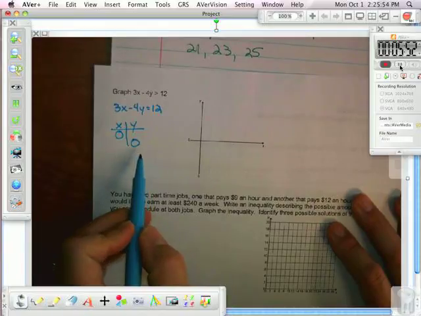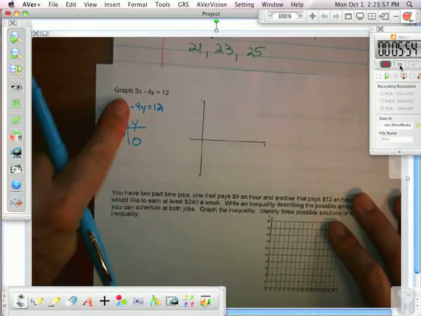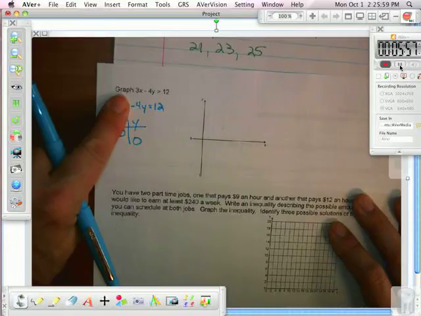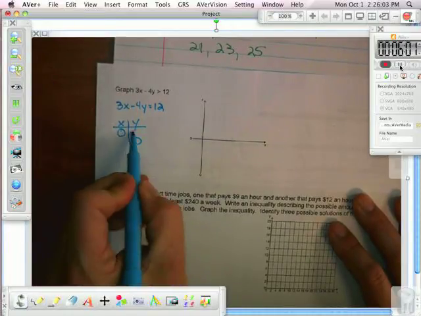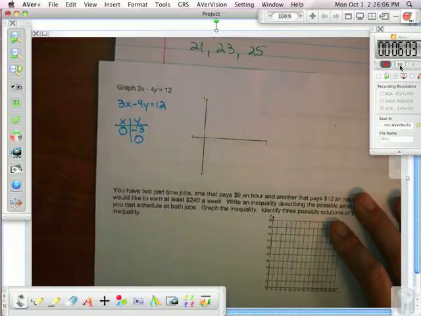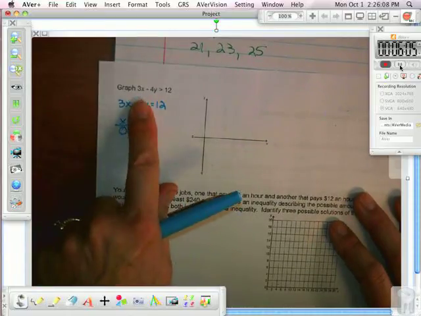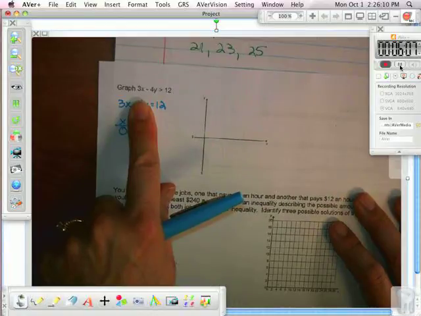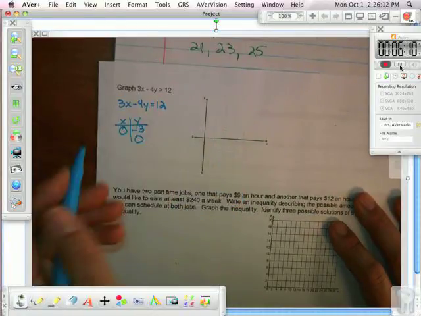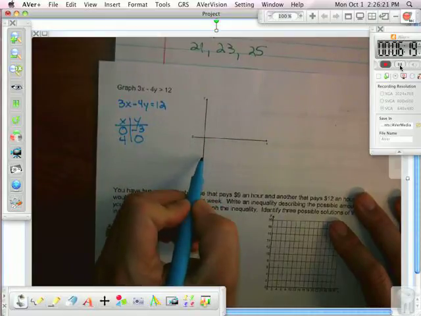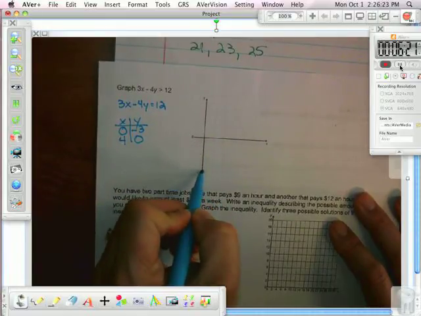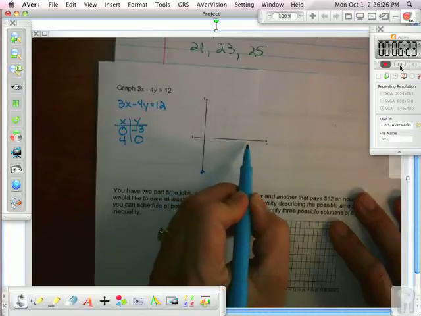If I plug in 0 for x, doesn't this go away? 3 times 0, yes? Divide by -4, what's y? Plug in 0 for y, this goes away. What's my x value when y is 0? 4. Oh, look at that! I got 2 points. I can graph this line. So I'm going to plot the points. 1, 2, 3, 4. Don't connect them yet.